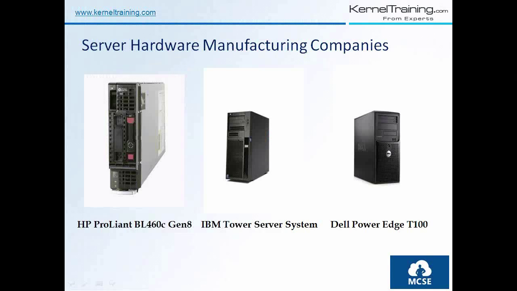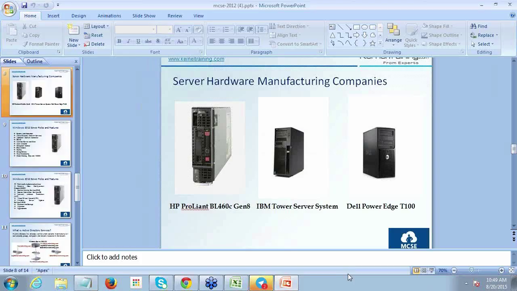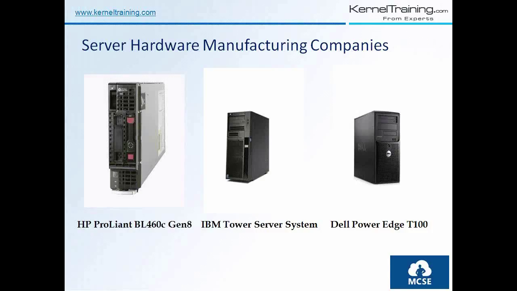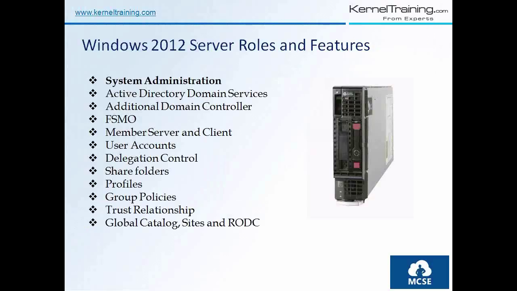And next, coming to this, these are nothing but server hardware manufacturing companies. So basically we have multiple number of companies in the organization, that is HP Proliant, BL460C, Gen8, and IBM Tower Server System, Dell, PowerEdge. Like this, we have many number of people who give the hardware environment to the different kinds of organizations.